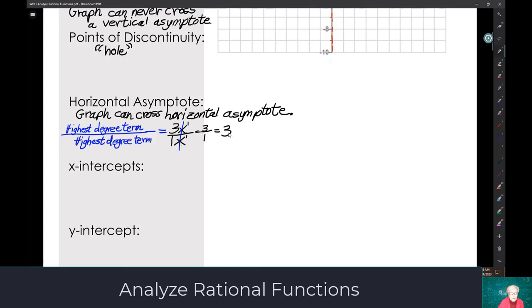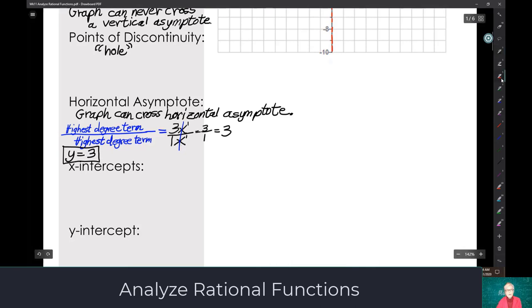So the equation of the horizontal asymptote, because it's horizontal, is y equals 3. That's the equation of the horizontal asymptote.